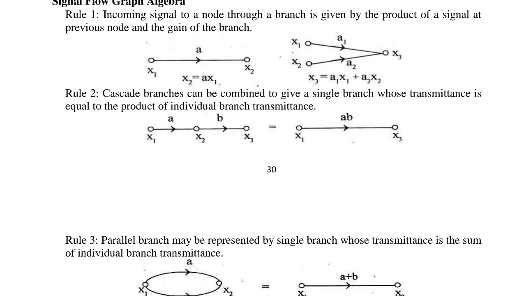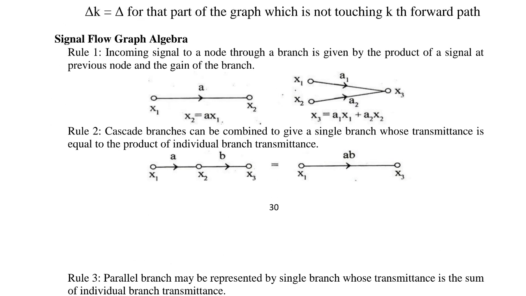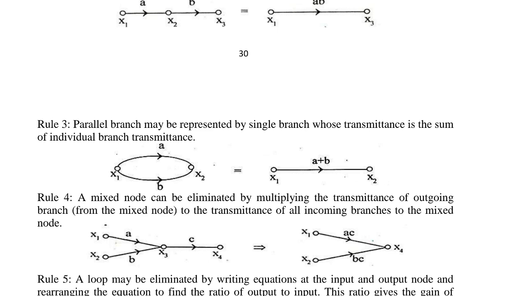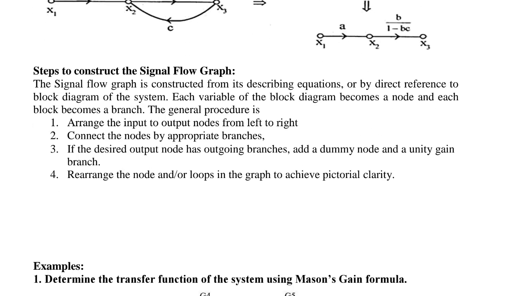Now the properties of signal flow graph. If you have an incoming signal, it is given by the product of the signal at the previous node, so you write A1 x1 and A2 x2. Similarly, cascade branches can be split up. Similarly, parallel branches can be represented as a straight line. Similarly, the mixed node can also be represented in the same way.